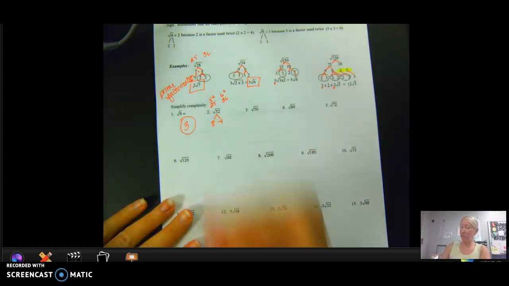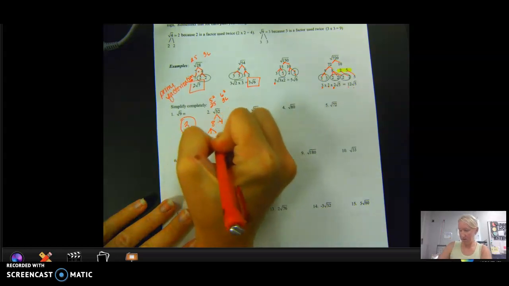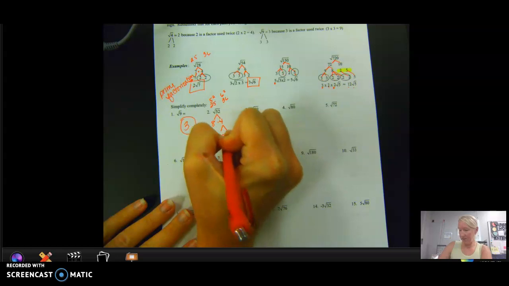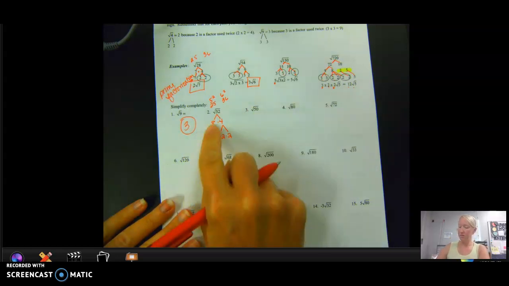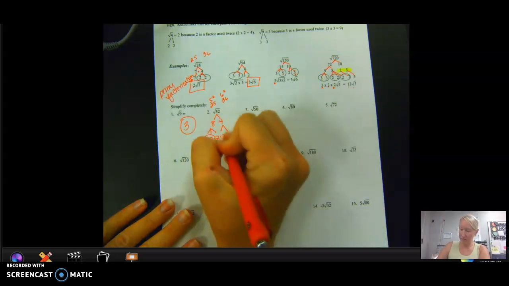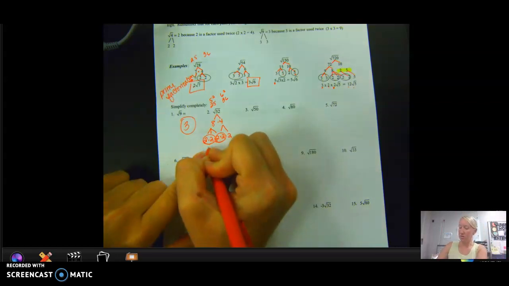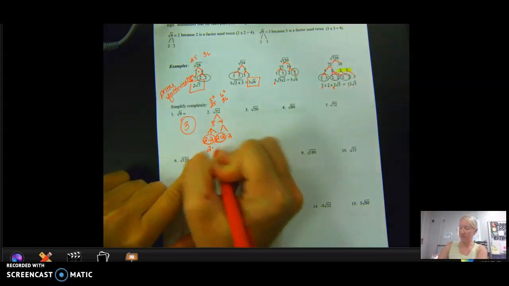8, like we said before, breaks down into 2 times 2 times 2. 4 breaks down into 2 times 2. So 2 times 2 times 2 equals 8. 2 times 2 equals 4. I have a pair of 2s, so I'm going to circle those, and I have another pair of 2s. So 2 times 2 is 4. Square root of 4 is 2, so 2 comes out. Same thing here, 2 comes out.